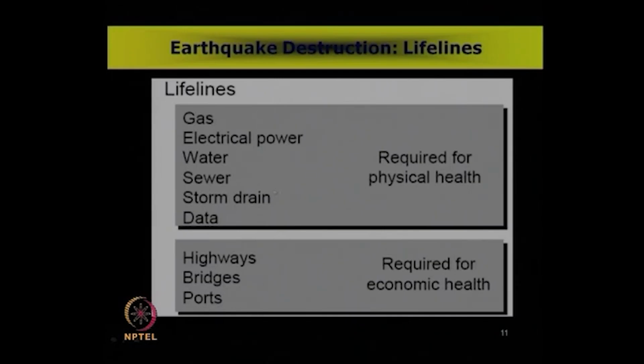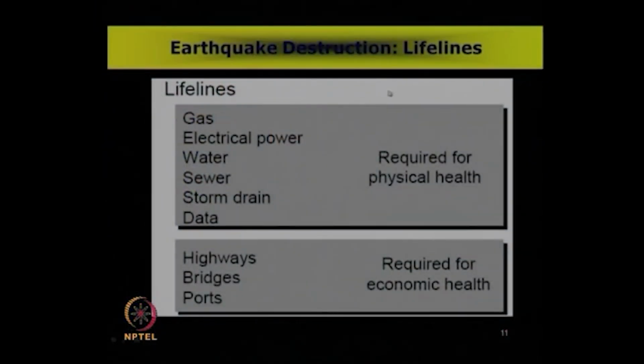So, these structures, when they get damaged during the earthquake, the disaster or amount of damage is much more on the society, because these are the basic lifelines. Why lifelines? Because without this, surviving or the normal behavior of mankind or a society is not possible. So, that is why these are called the lifelines.